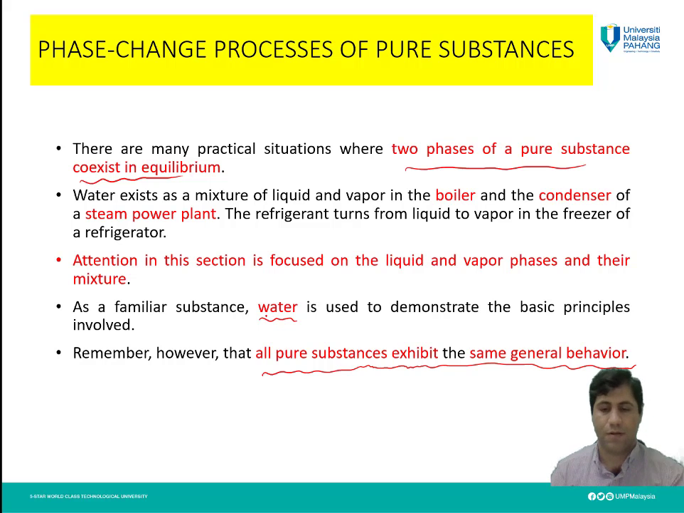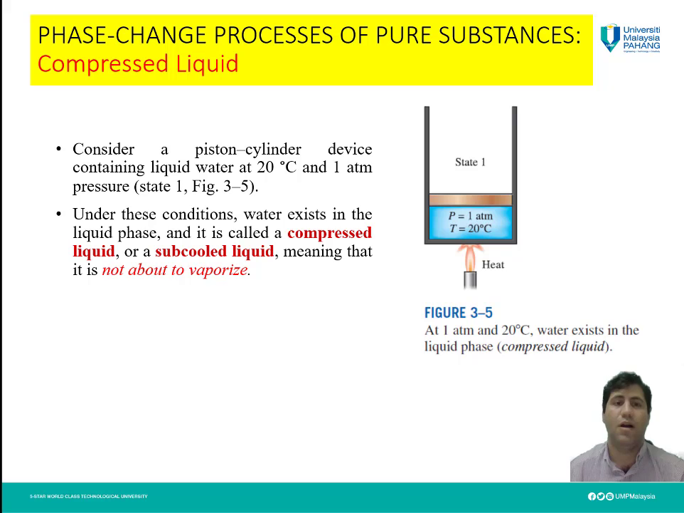pure substances as well. Okay, now I will explain to you how this phase change process is occurring for a pure substance, and we will see different states during this phase change process. So we imagine an imaginary experiment like what we have here. We have a cylinder. Inside that cylinder, we have water, and we also put weight as a piston on top of the water inside the cylinder. Also, we have a thermal energy or heat source in bottom of this cylinder.